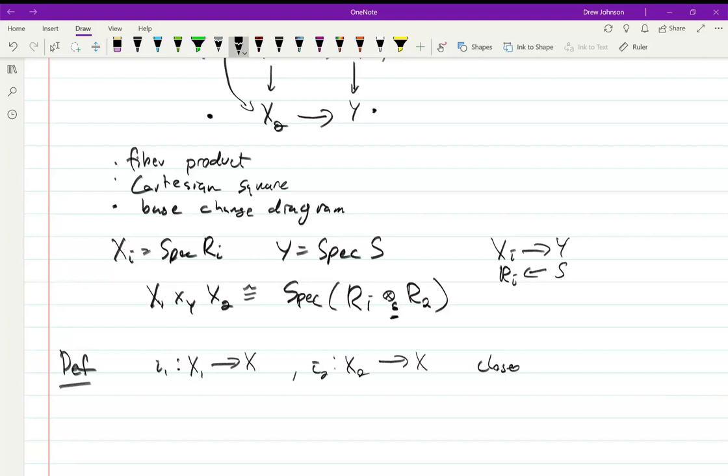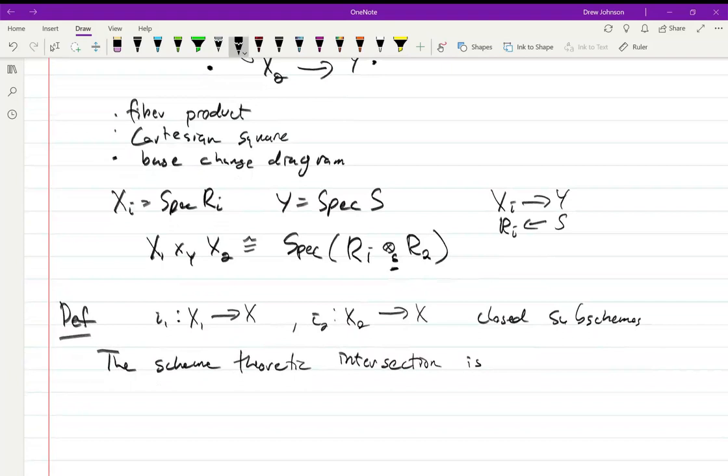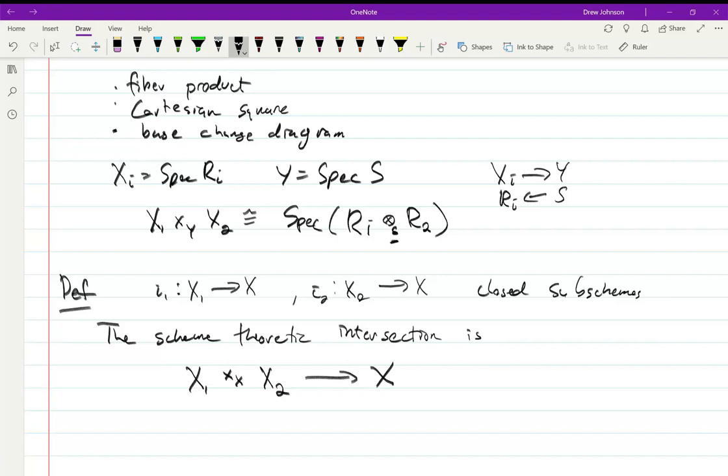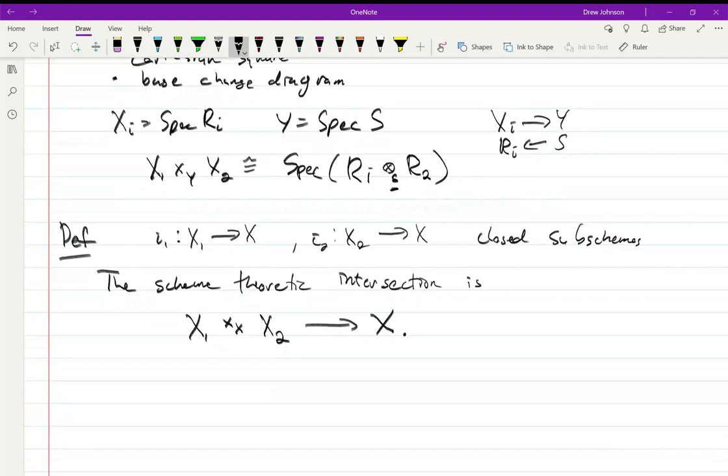Closed subschemes. Then their scheme theoretic intersection is just considering these as schemes over X, you take the product over X. Okay, notice of course the product over X has a map to X, so you can consider it as a subset of X.